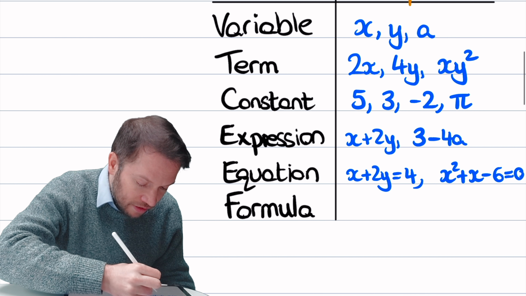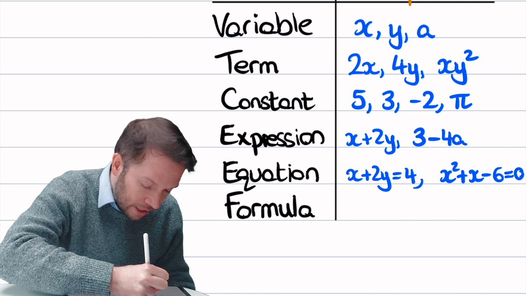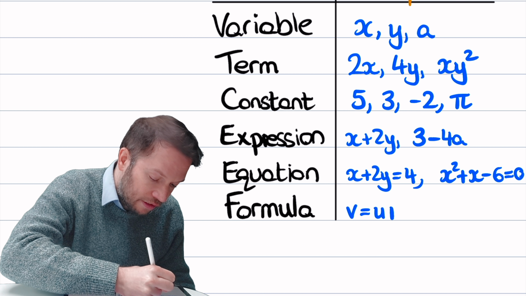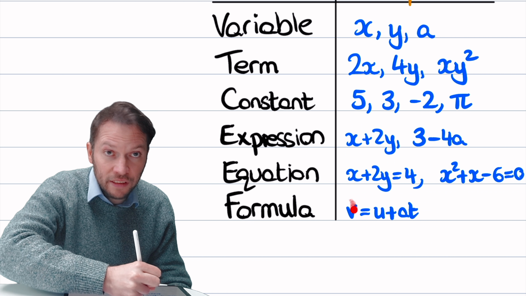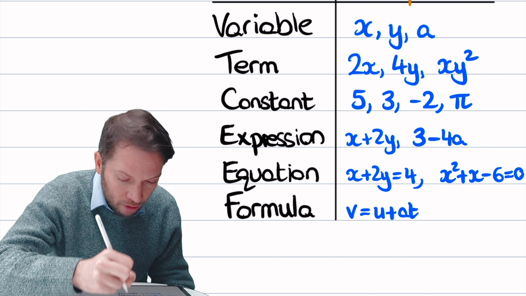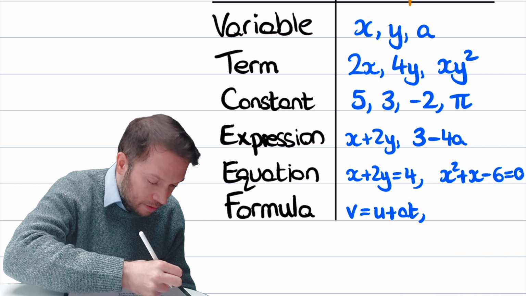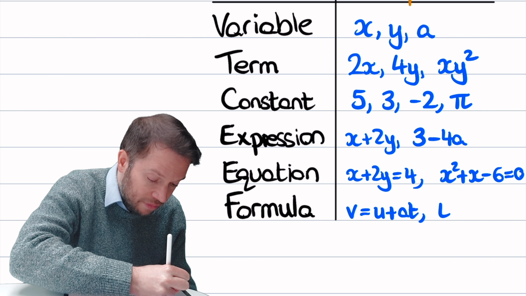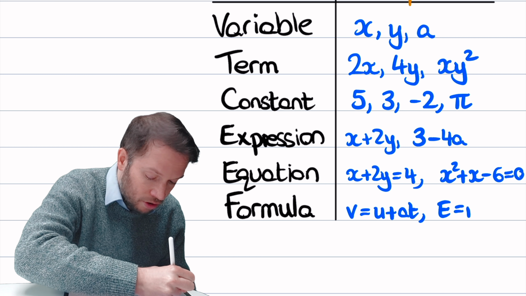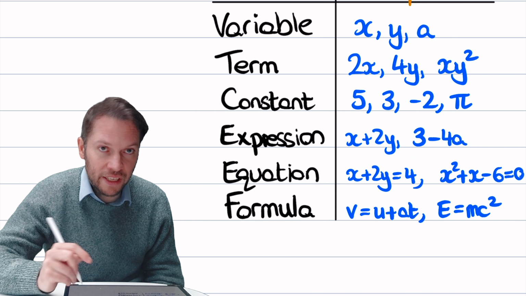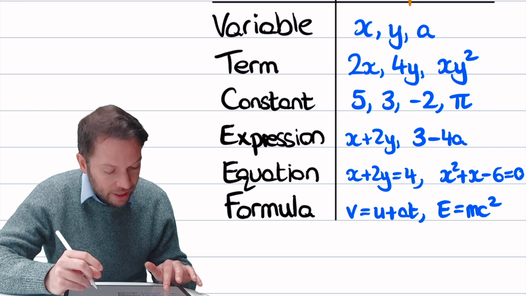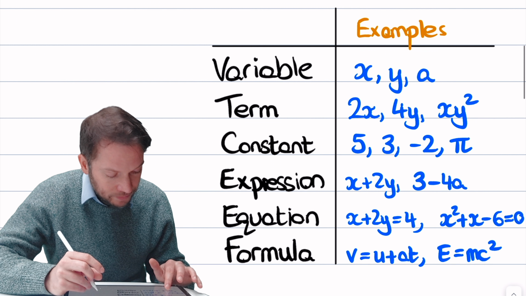We might have, for example, v equals u plus at. That's a formula because it's an equation. It has an equals, but there's a single letter, single variable on the left-hand side. Or another one, we might have, for example, E equals mc squared. That's an example of a formula. It's a very famous formula in physics, E equals mc squared. Einstein came up with that one. Right, okay, so we've got all our terminology here.